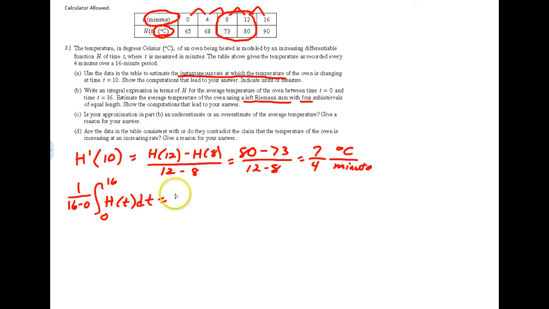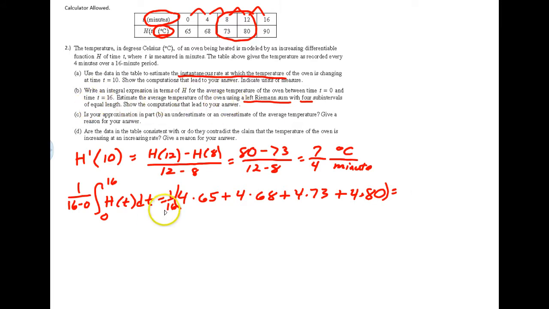So a left Riemann sum says that we take the separation, so 0 to 4, times the value on the left, 65, plus 4 to 8, which is a separation of 4, times the value on the left, 68, plus 8 to 12, separation of 4, times the value on the left, which would be 73, and then lastly, plus 12 to 16, which is 4, times the value on the left, which is 80. Then, don't forget about the 1/16 in front. So I'm going to do all of that work, and that is going to get me the average temperature of the oven.